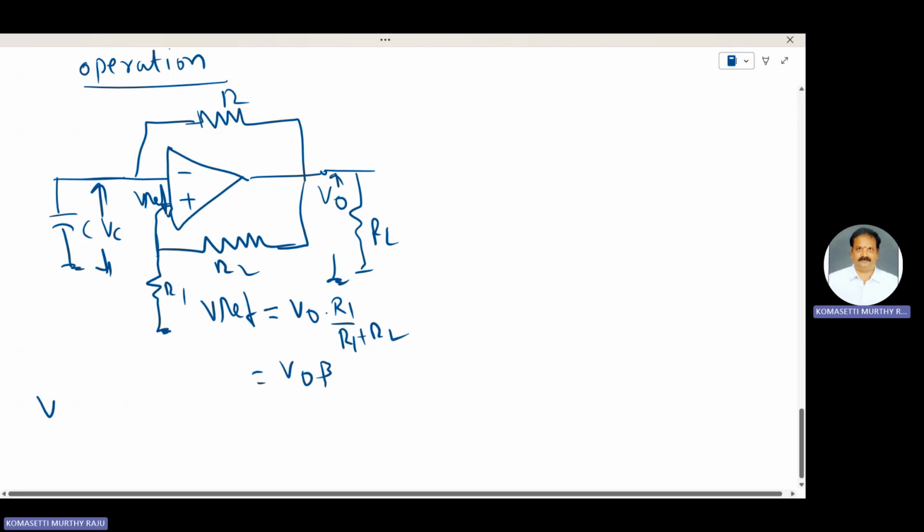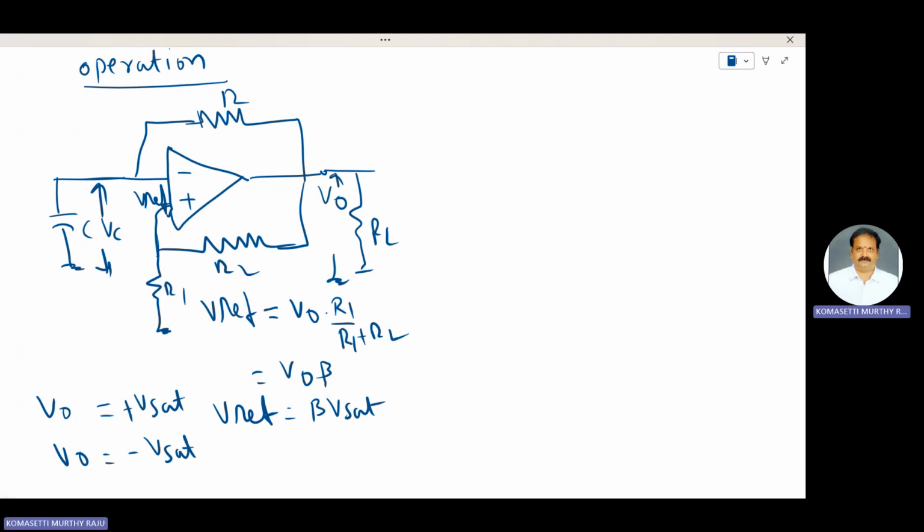Suppose V0 is at plus V sat, then V reference is equal to beta V sat. If V0 is minus V sat, V reference is equal to minus beta V sat. This is because the astable multivibrator has two quasi-stable states, two unstable states. Unstable means it continuously oscillates between these two states.